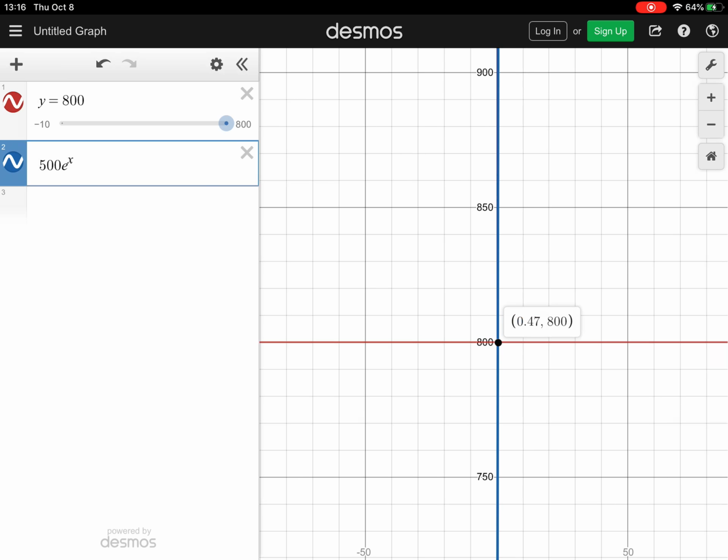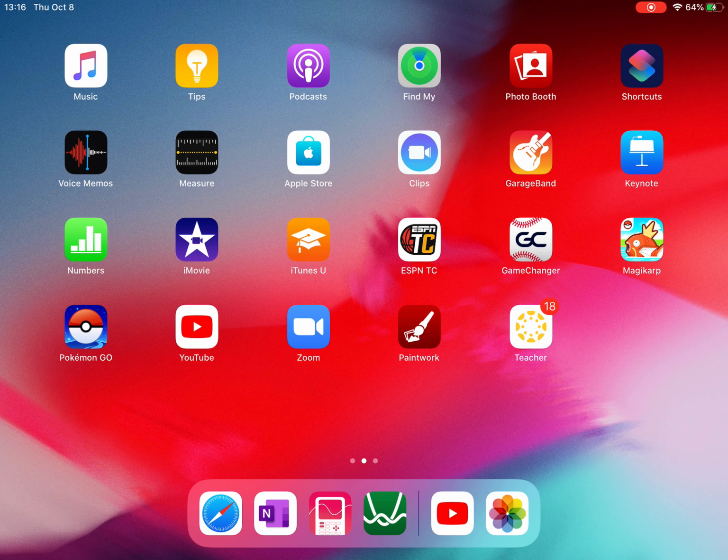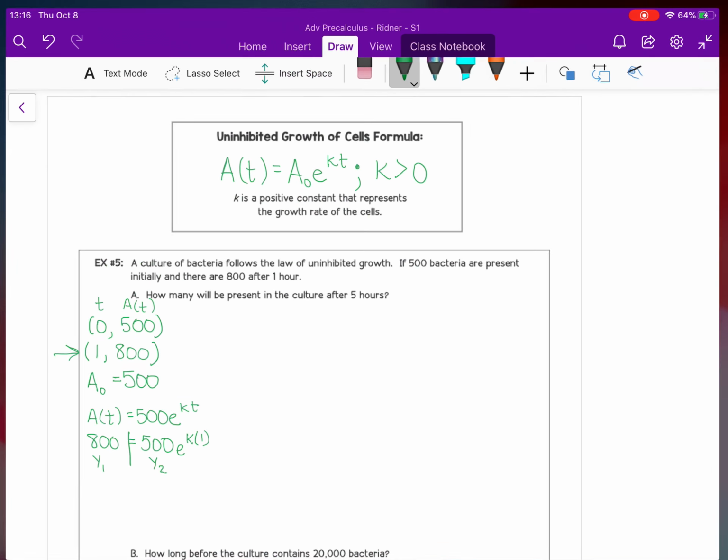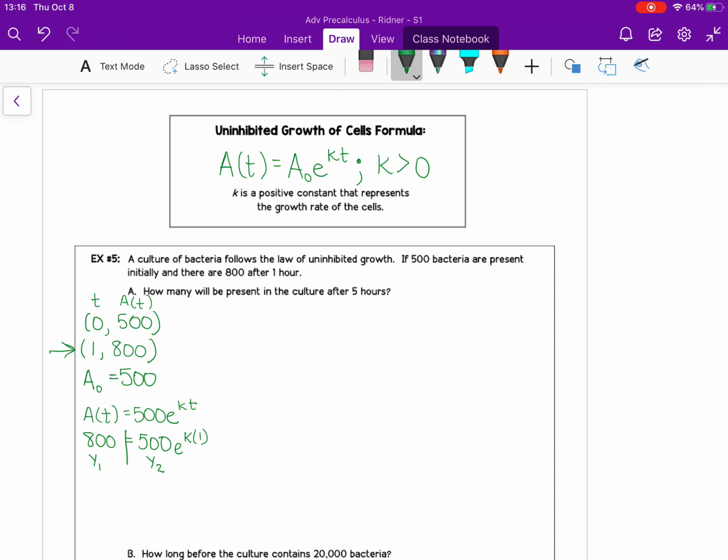All right, so we want to know where the blue and the red cross. And they cross at 0.47. So that means that k must equal approximately 0.47. All right. All of that just to set up the function. We haven't even answered the question yet.